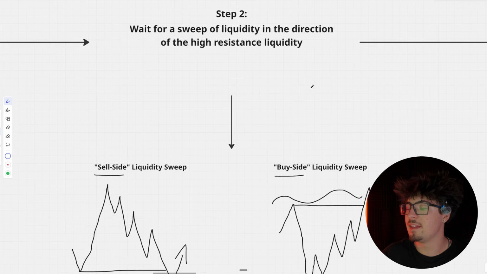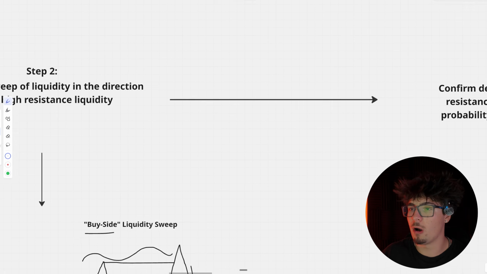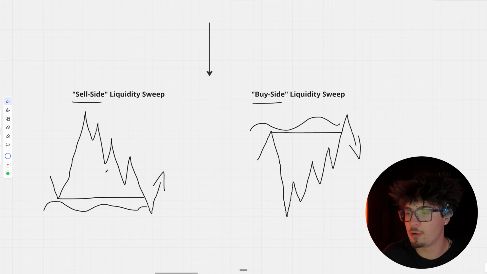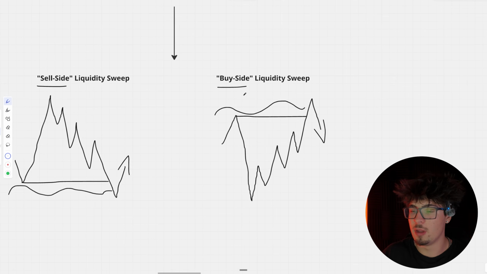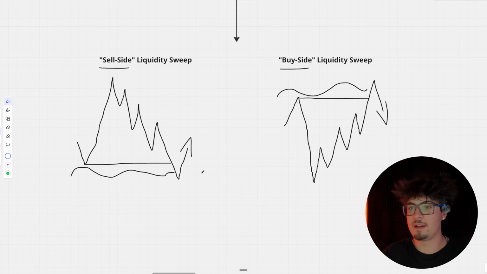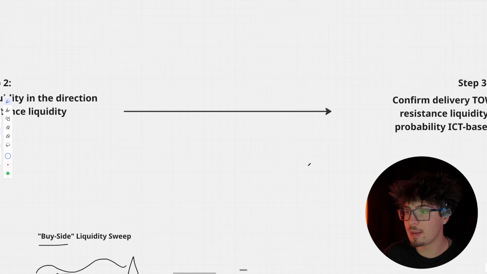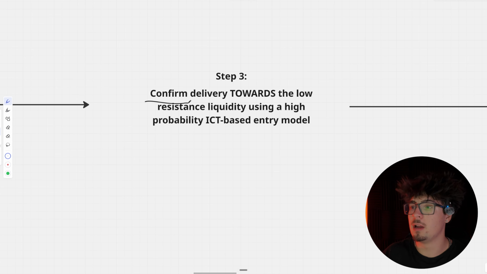the next one. But in step 3, now we have waited for our sweep of liquidity in the direction of the high resistance liquidity. So for example, if we are analyzing the market and we find that there's high resistance liquidity to the downside, we want to wait for a sell side sweep. And if we see that there's high resistance liquidity to the upside, then we wait for a buy side sweep. Step 3 is to confirm delivery towards the low resistance liquidity using a high probability ICT based entry model.